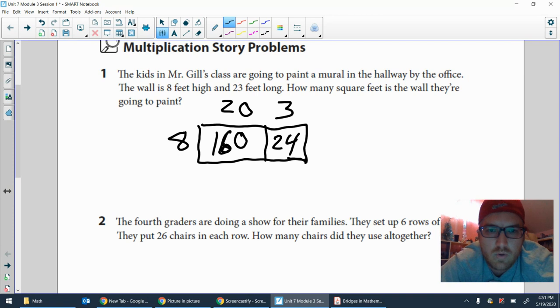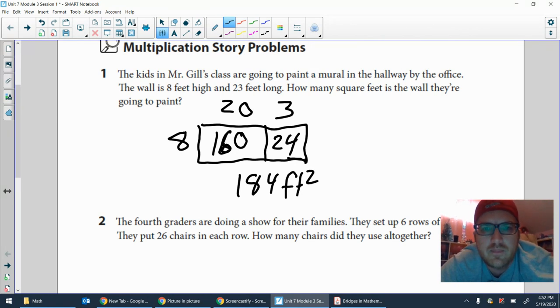So we had 160, and then we have 24. What we have to do is find our total area. That means we have to add those 2 parts together. So we're not multiplying anymore. We're adding because we already found the area for each section. 160 plus 24 would be a total area of 184 when we add them together. Feet was our unit before, so our area unit is now feet squared, or squared feet. So that's one way that we can solve it.